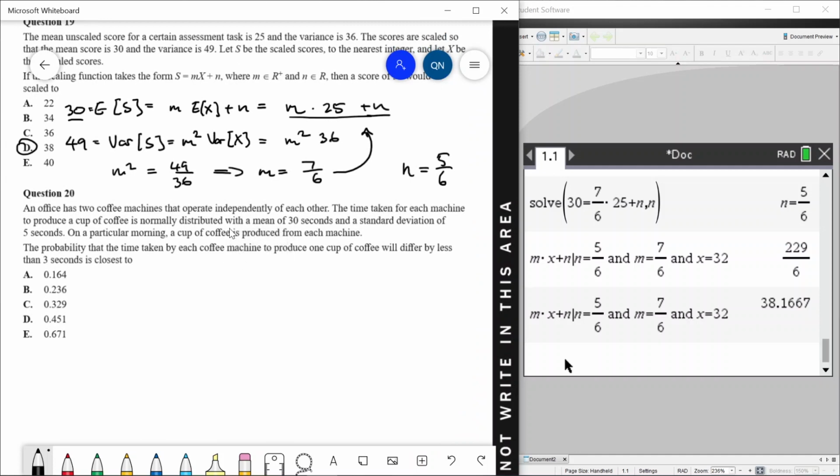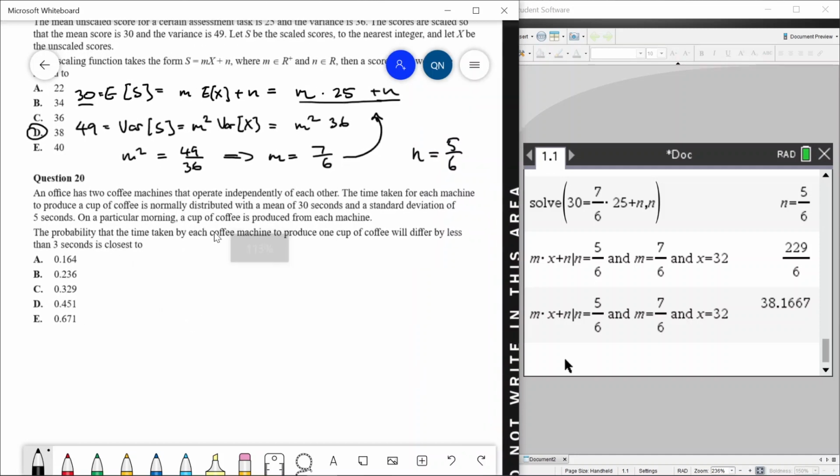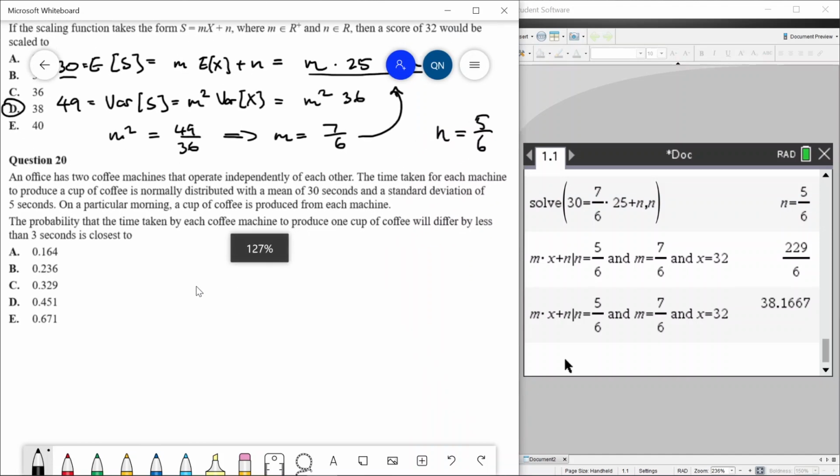Question 20: an office has 2 coffee machines independent of each other. These coffee machines have the same distribution, both with a mean of 30 seconds and standard deviation of 5. On a particular morning, a cup of coffee is produced from each machine. The probability that the time taken by each coffee machine to produce one cup of coffee will differ by less than 3 seconds is equal to what? Let's call the machines A and B. These are both normally distributed with mean 30 and standard deviation 5. So we want to find the probability that these two are within 3 seconds of each other.